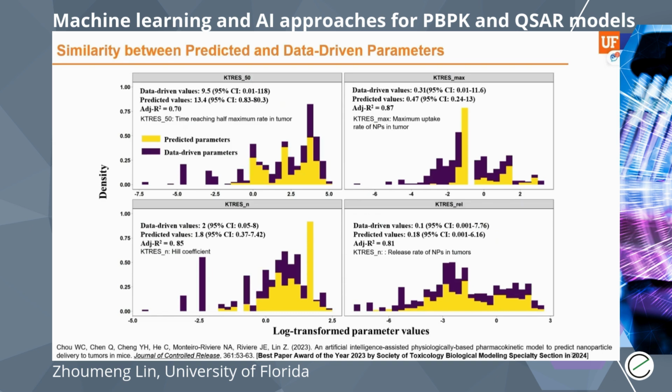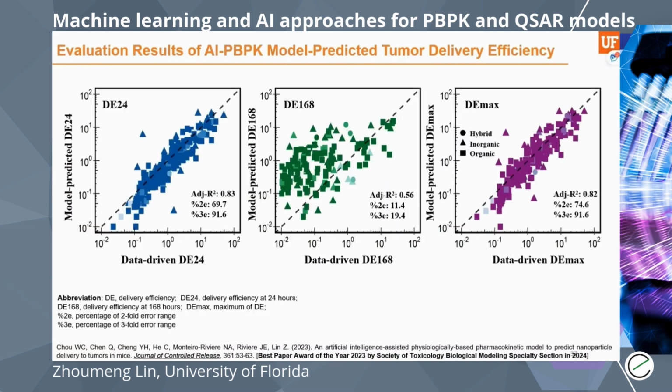And this slide shows the correlation of our AI model predicted PBPK parameters with the original parameters. We see pretty good correlation with a coefficient of determination of generally more than 0.7. And this shows our model predicted delivery efficiency at 24 hours, 168 hours, and the maximum delivery efficiency, and their correlation with the observed data. We see very good correlation at 24 hours and the maximum delivery efficiency, but the delivery efficiency at 168 hours, which is 7 days after injection, was not good.